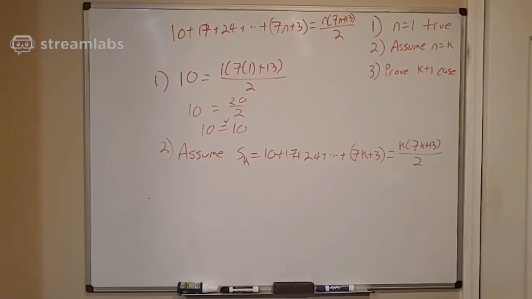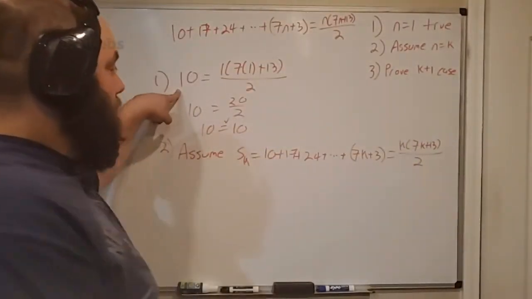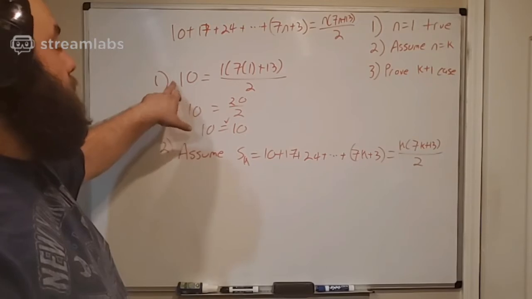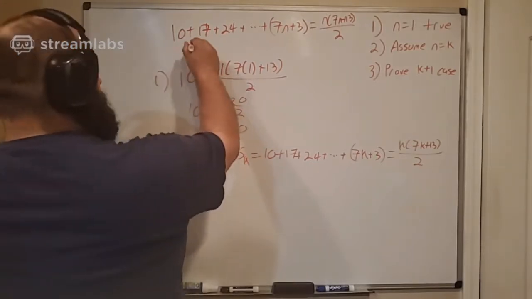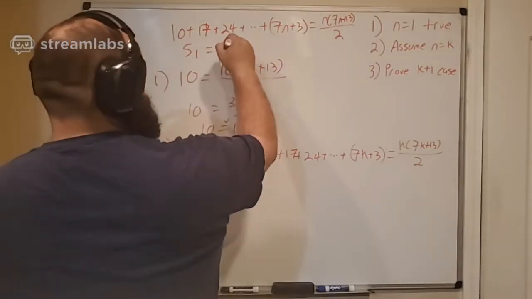Wait, I have a question. On the first line, on the right side of the equation, it's n(7n plus 13) over 2. Yes. And your question is on line 1, Madison, correct? Up here at the top? Yes. Okay, I was already on step 2. So what is the first term? The first term is 10. Yes, S sub 1 is equal to that right there. S sub 1, the sum of the first term, is just 10 because it's only one term.